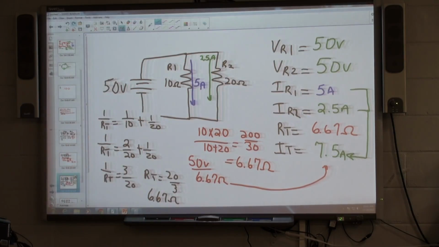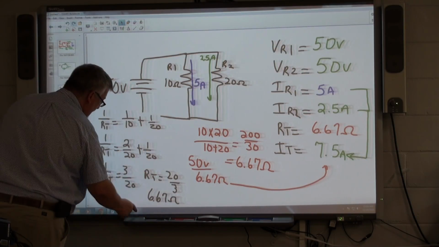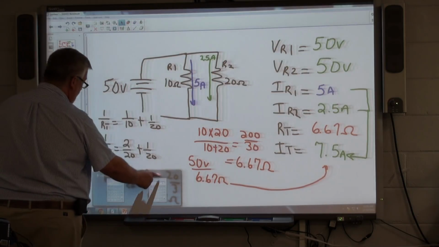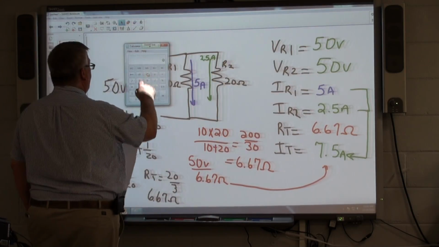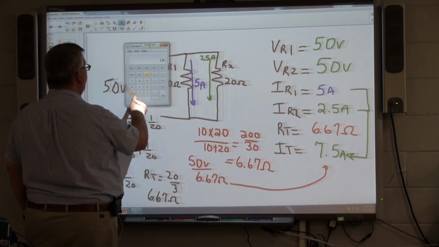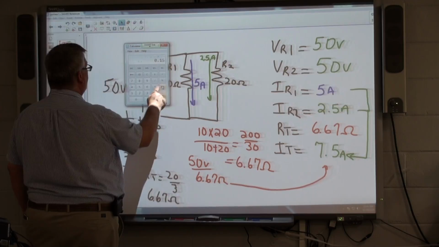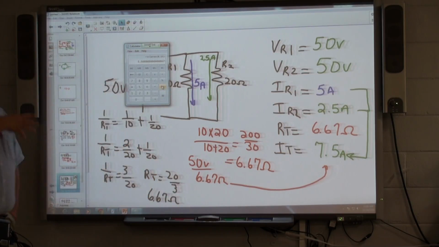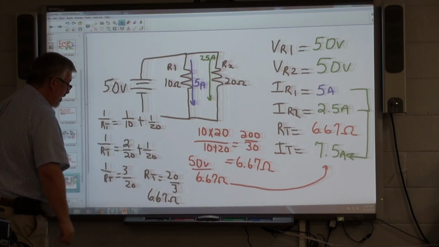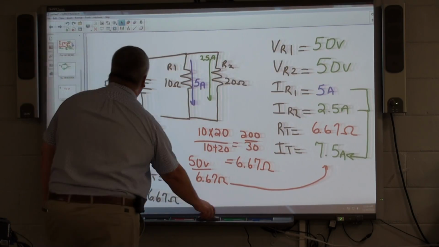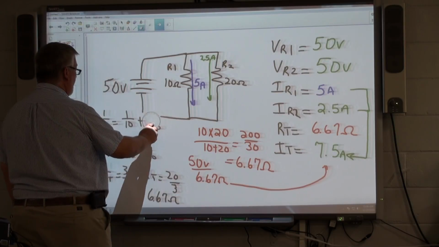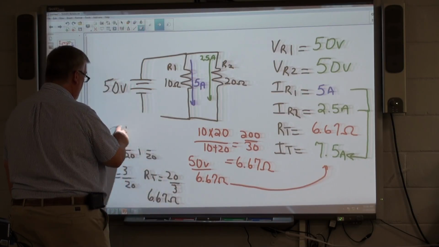All right. So there you go. So no matter how you slice it, and we can do that with our calculator if we wanted to. We can say, what was it, 10 and 20? 10 reciprocal plus 20 reciprocal equals reciprocal 6.66667. So the math works no matter how we do it. All right. Is that fun or what?